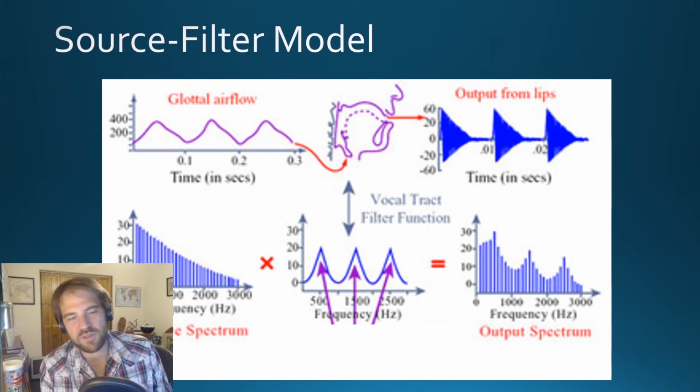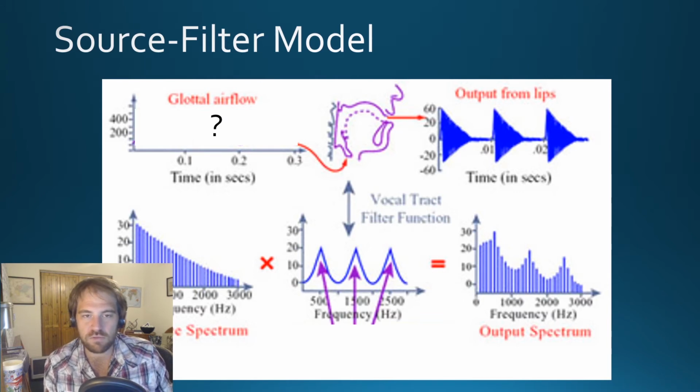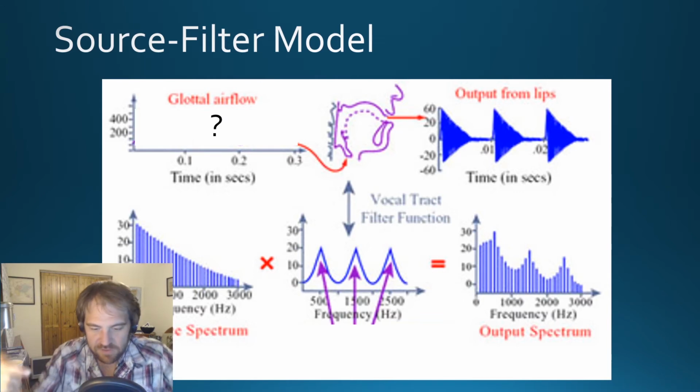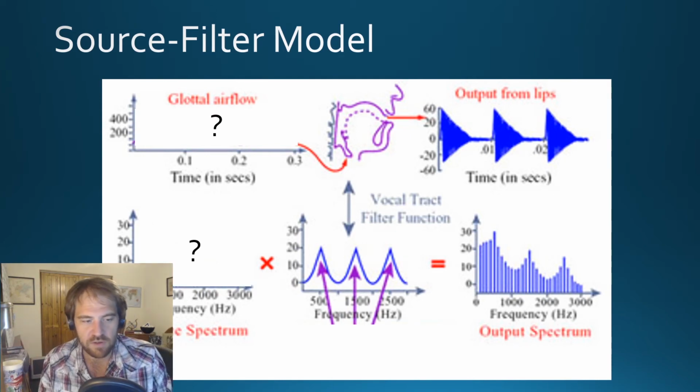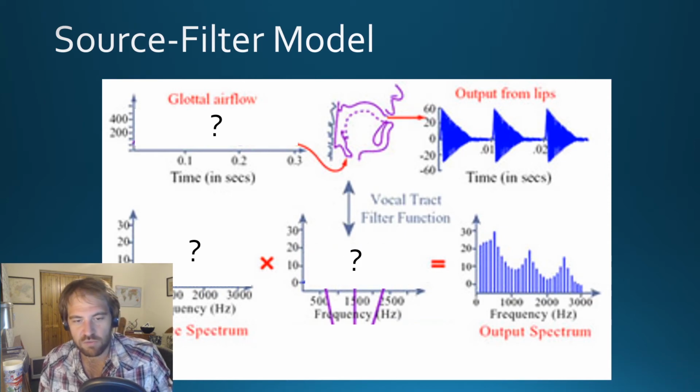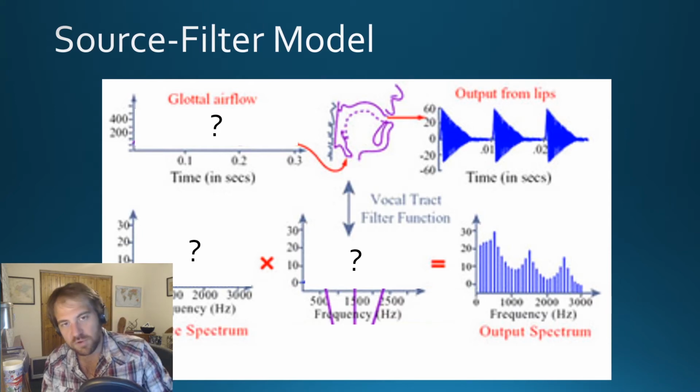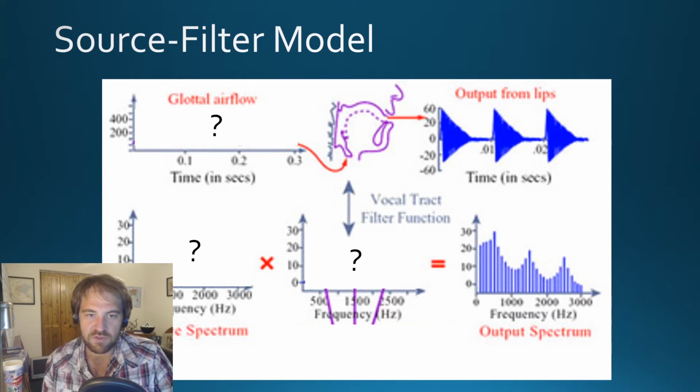So when we have a recorded speech signal, we don't know everything on this diagram, right? We don't know the glottal airflow. All we have is the microphone, the speech signal at the microphone. So we don't know the glottal airflow. We don't know what the source actually looks like. We don't know what the filter looks like exactly. We have to interpret it all from the speech signal.